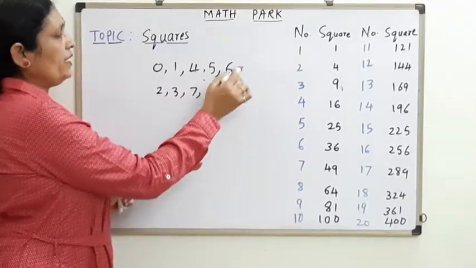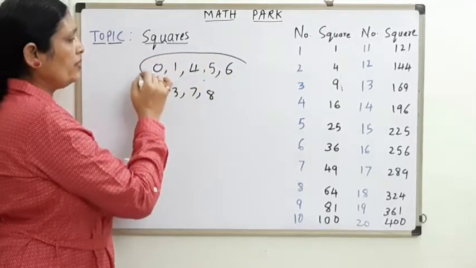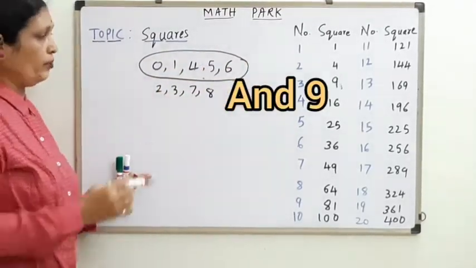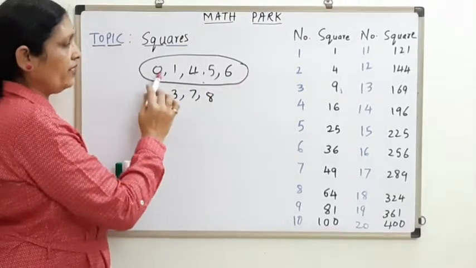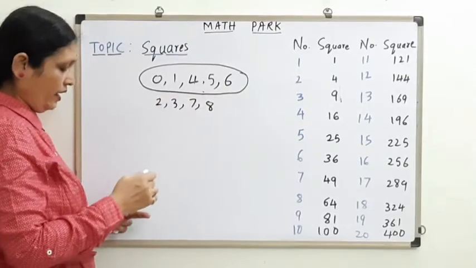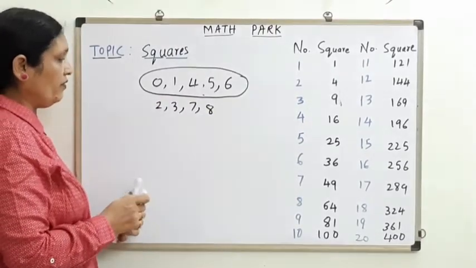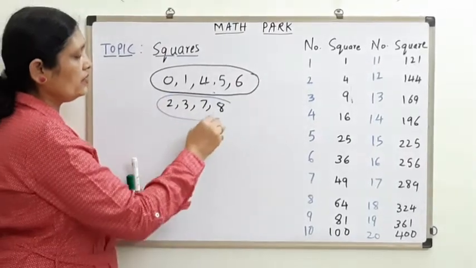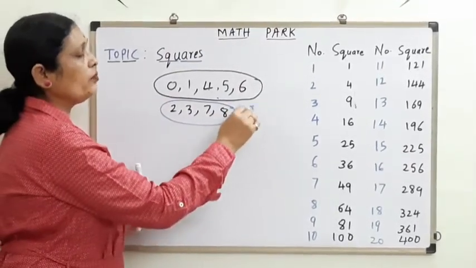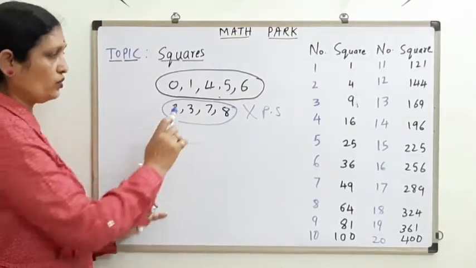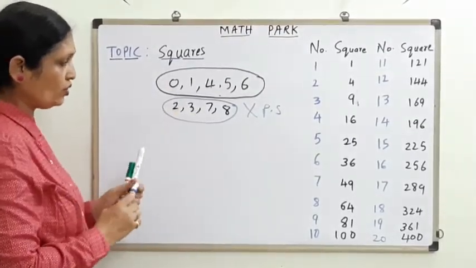So can we say that the perfect squares end with 0, 1, 4, 5 and 6? The perfect squares will always have a unit digit of either 0, 1, 4, 5 or 6. And if the number has 2, 3, 7 or 8 in the unit place, that number will never be a perfect square. So these two properties we understood.